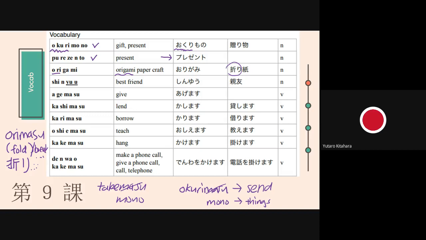And kami, paper, I'm sure you know that, right? So ori plus kami becomes origami, folding paper, literally. Okay, shinyu, best friend. Shinyu is best friend, or very, very close friend.